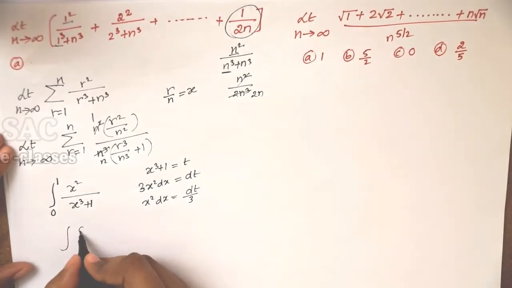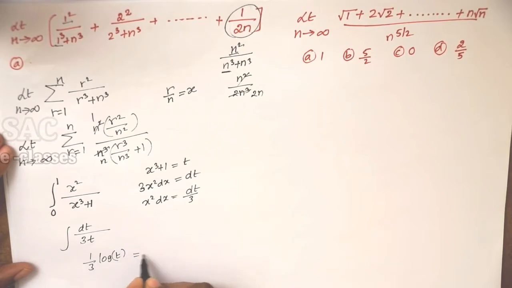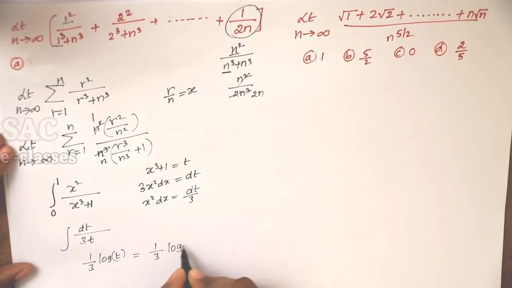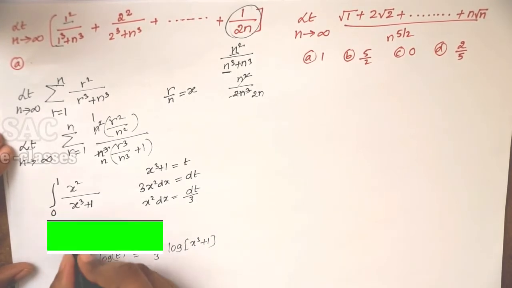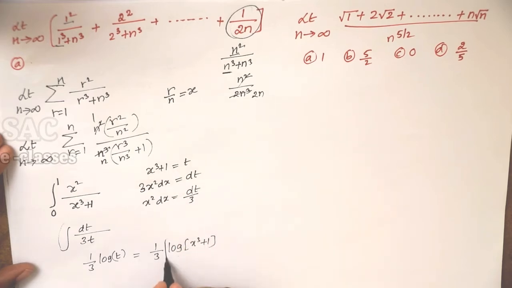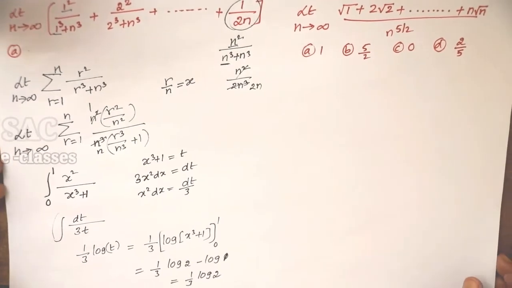I told you to ignore the limits. So 1 by 3 log t. Immediately convert the 1 by 3 log t as you have to write x cube plus 1. I am asking you to ignore the limits only for time saving. Now apply the usual limits 0 to 1. 1 by 3 (log 2 minus log 1), log 1 which is 0. So 1 by 3 log 2 will be the answer. Let us move to the next problem.